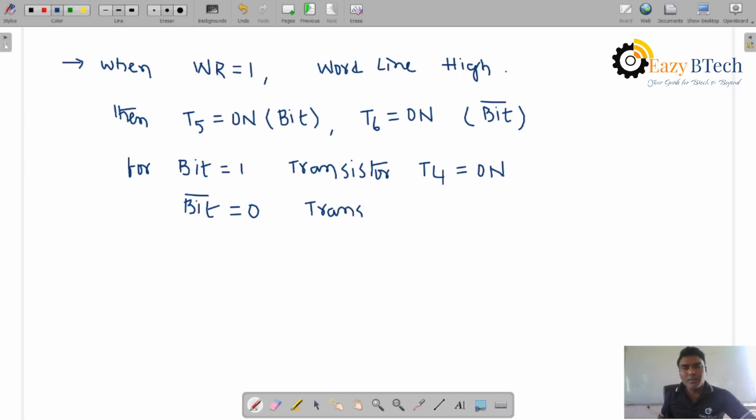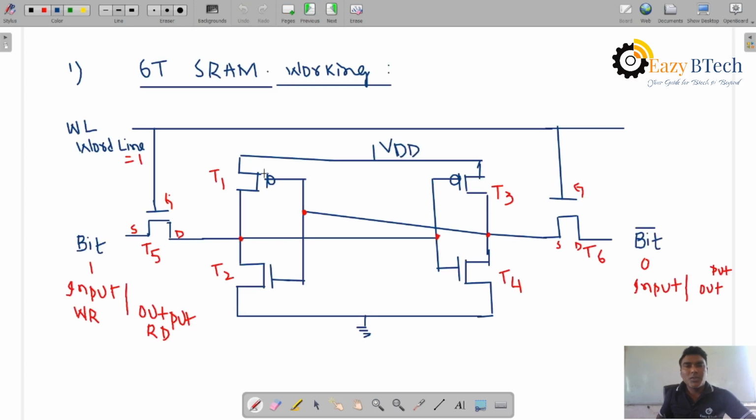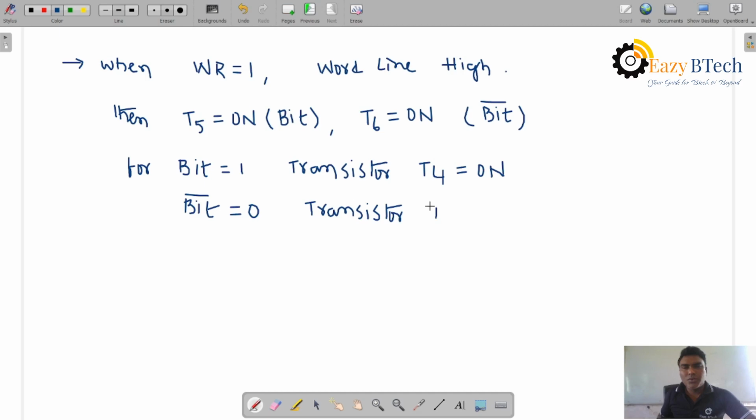Now for the transistor T1, bit complement means 0, 0 is applied. For logic 0 applied, T1 is on and stores. T4 is on and stores. Now bit complement is stored in T1, bit is stored in T4, right? This is a write operation.